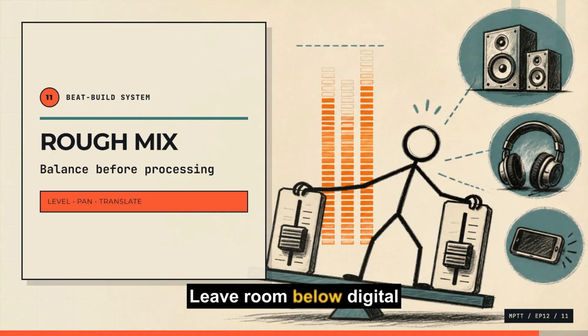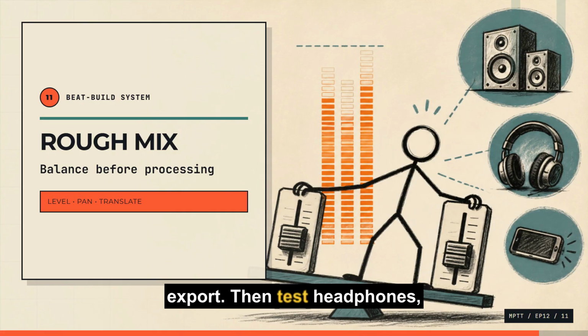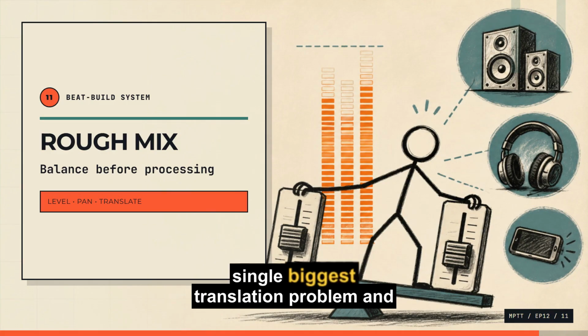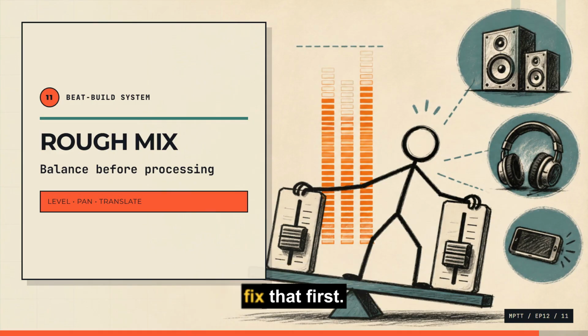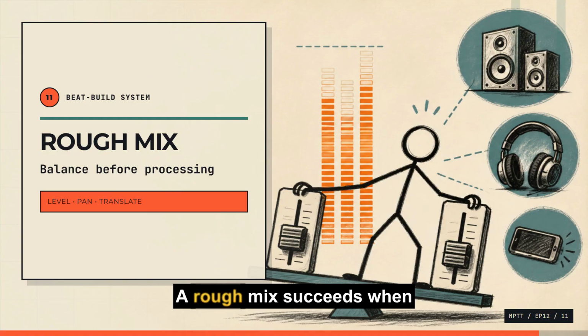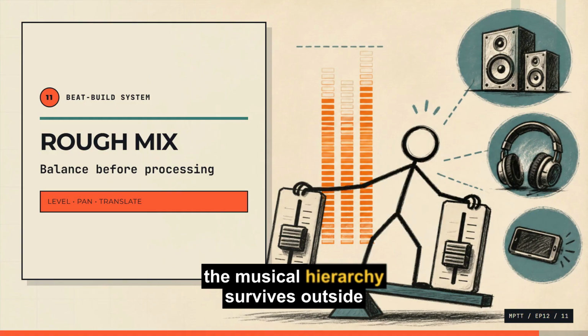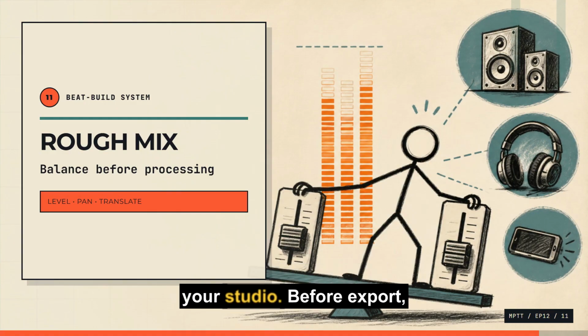Leave room below digital full scale on the stereo output and avoid clipping the export. Then test headphones, speakers, and one small device if available. Write down the single biggest translation problem and fix that first. A rough mix succeeds when the musical hierarchy survives outside your studio.